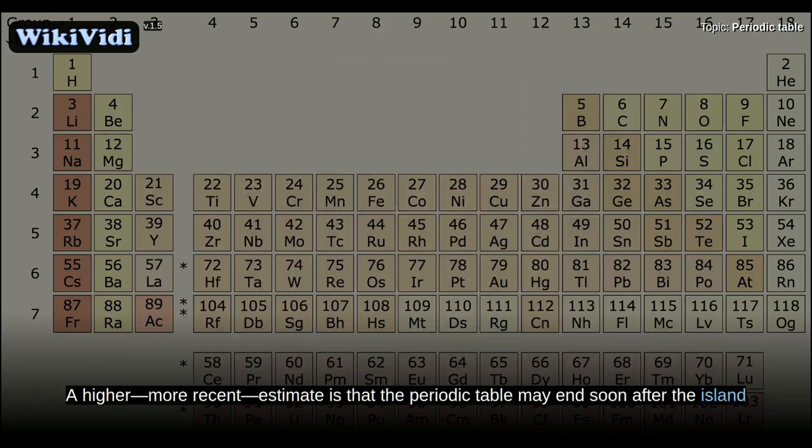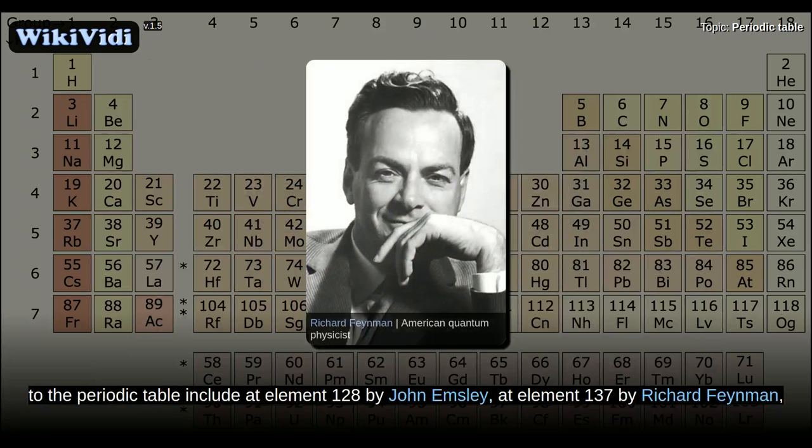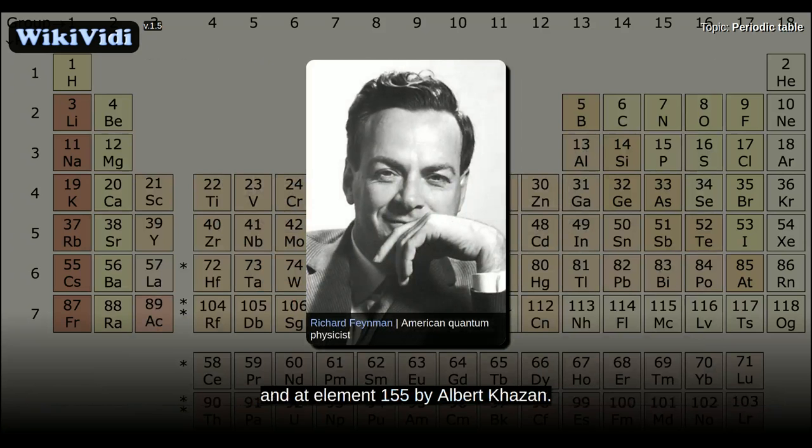A higher, more recent, estimate is that the periodic table may end soon after the island of stability, which is expected to center around element 126, as the extension of the periodic and nuclides tables is restricted by proton and neutron drip lines. Other predictions of an end to the periodic table include at element 128 by John Emsley, at element 137 by Richard Feynman, and at element 155 by Albert Khazan.